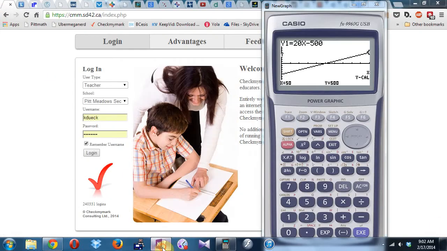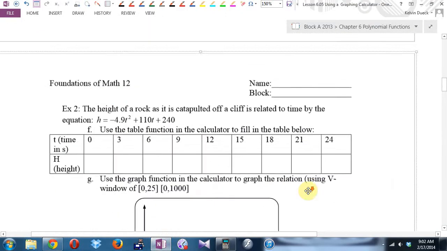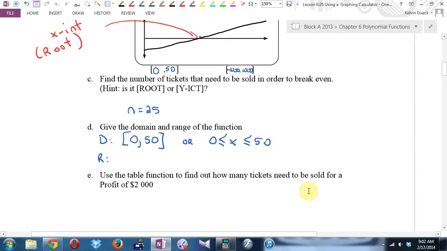So it looks like my range, if I sell no tickets, I lose $500. If I sell all 50 tickets, I can make $500. Or, sorry, negative 500 less than or equal to Y less than or equal to 500.